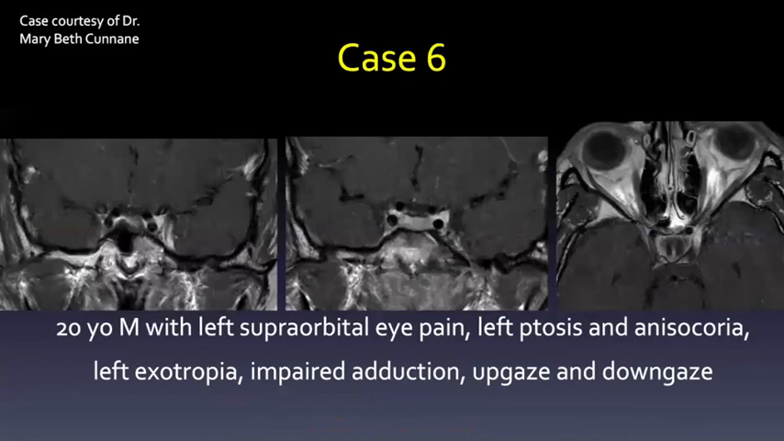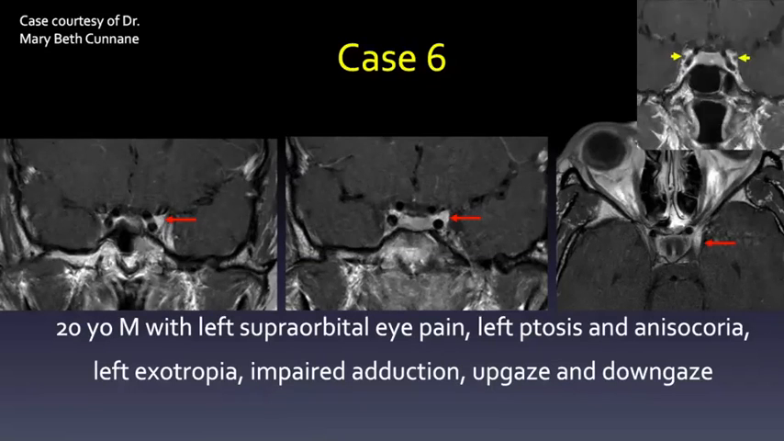Our next case is a 20-year-old male with left supraorbital eye pain, left ptosis, and anisocoria. He had a left exotropia and impaired adduction, upgaze, and downgaze. Here you can suspect something in the cavernous sinus because of the multiple cranial nerves involved, including V1. Here you can see the left third cranial nerve is expanded and enhancing in the cavernous sinus. Here's normal. This case was a case of presumed Tolosa-Hunt, and the patient responded well to steroids.